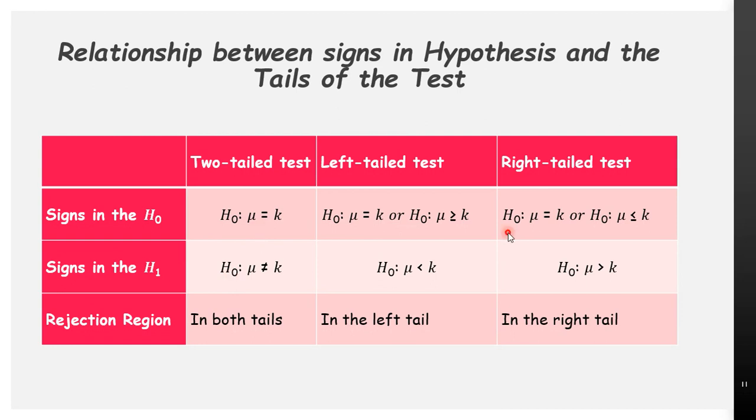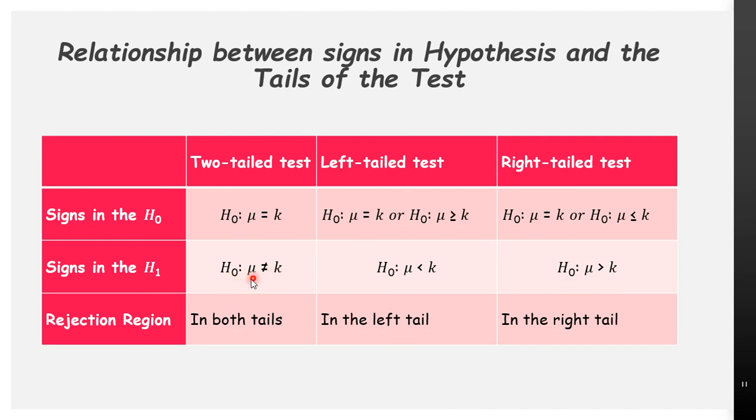So these are the signs that we will encounter. We have equal, not equal, greater than or equal, less than or equal, greater than, and then less than. Okay? So those are the signs that we will encounter. But when will we know if it is one-tailed or two-tailed? So, let's focus first on two-tailed. This row is for the null hypothesis, and this one is for the alternative.